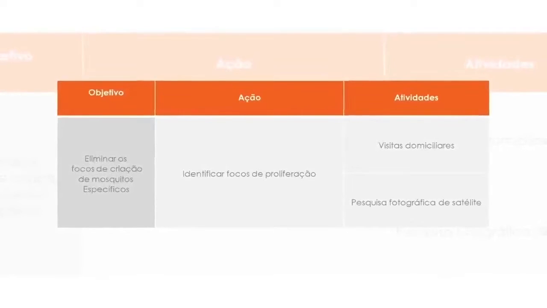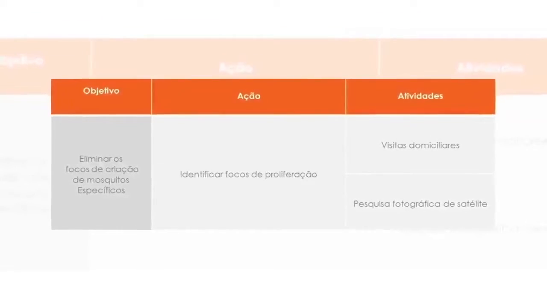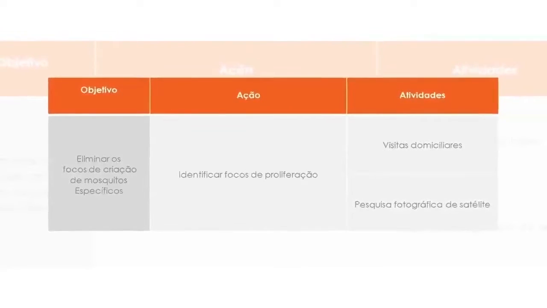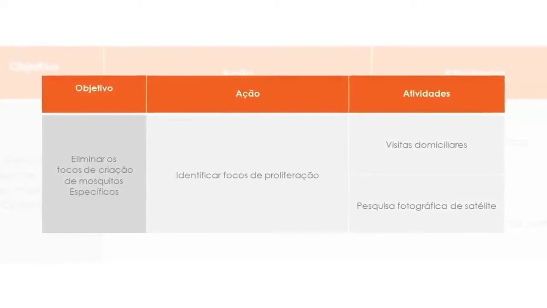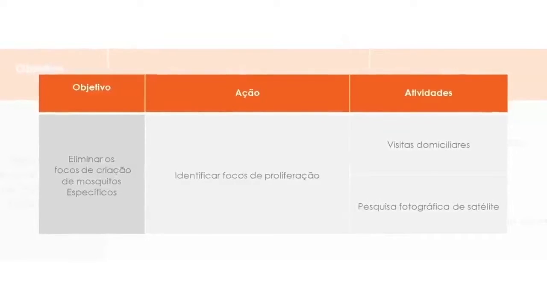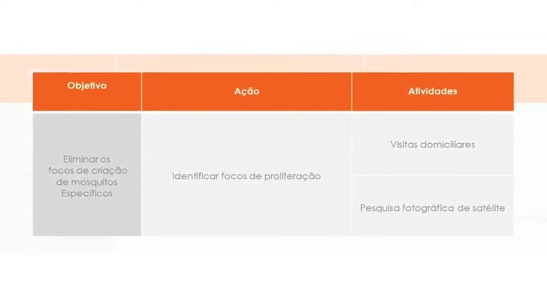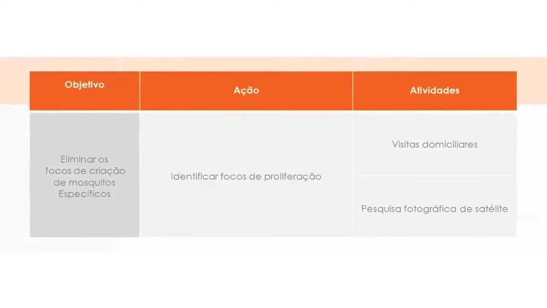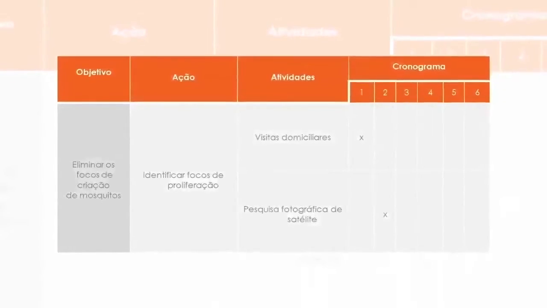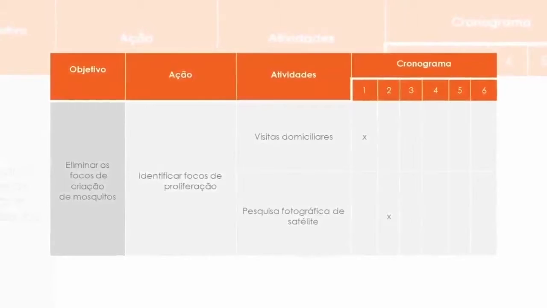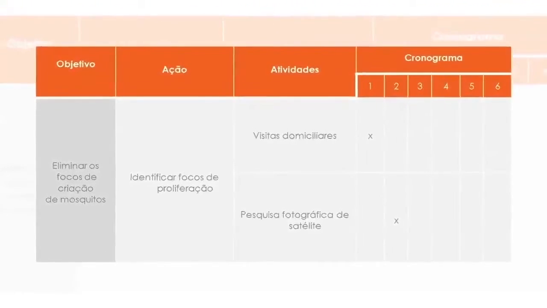Another spreadsheet is for the action plan. In the first column, you place your objectives, and in the following columns, the necessary actions and activities to accomplish your objectives. For example, to accomplish your plan of exterminating the mosquitoes, the action to detect the falcos will take you to home visits and photograph research by satellite. The next step is to set the schedule with the pace of work desired and the next settings for the first, second, and third month.